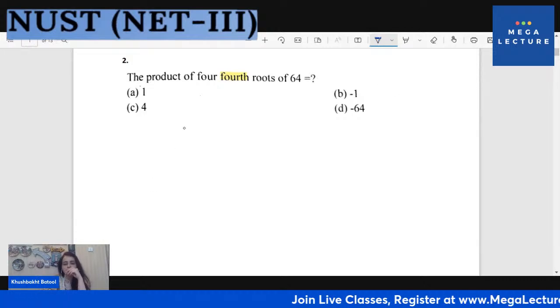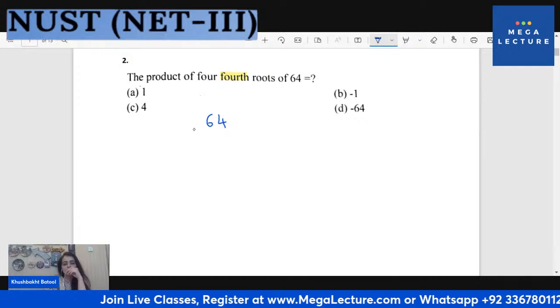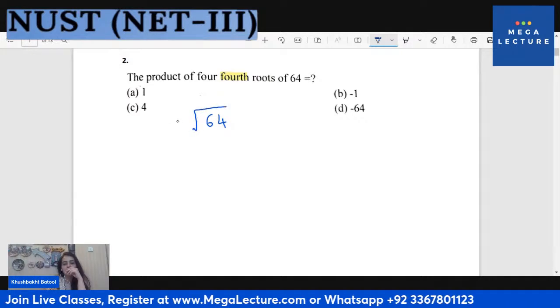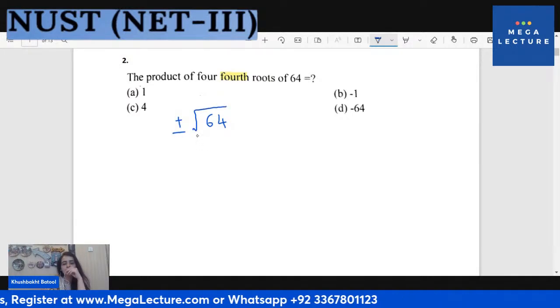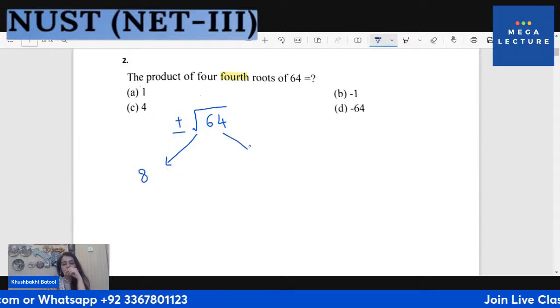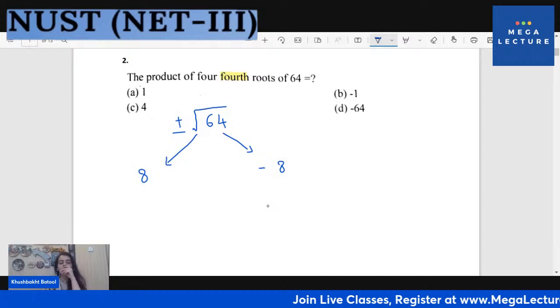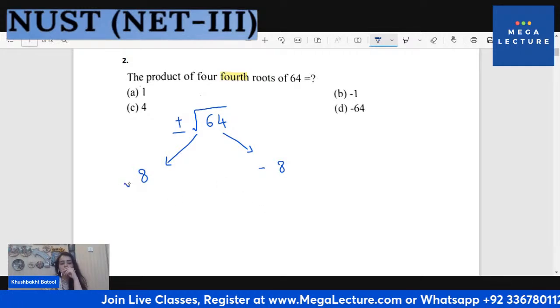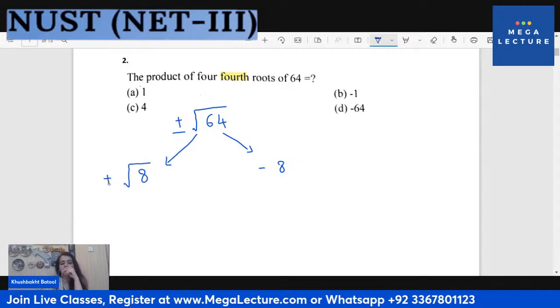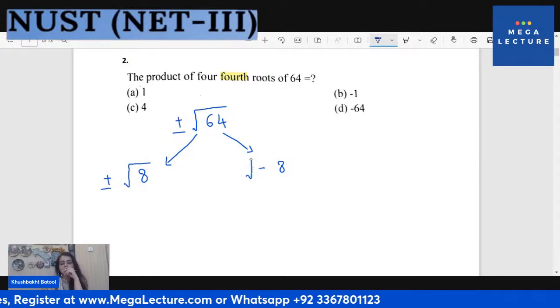Okay, so the number is 64. When I take its under root, I would obviously get an answer with plus minus sign. So I am going to get an 8 and minus 8. Okay. Now this is the square root. As I've told you earlier, we are going to take the square root again. So once again, I'll be taking the square root. This would give me the answer in plus minus and again the answer in plus minus.